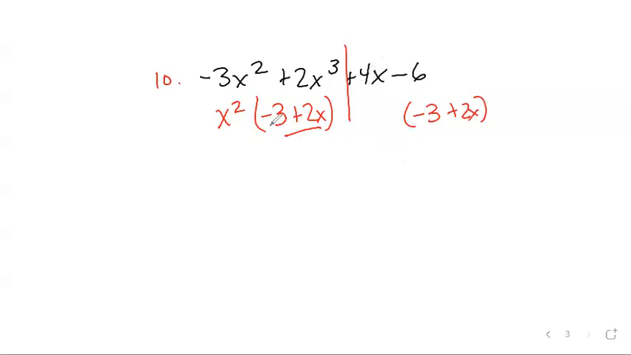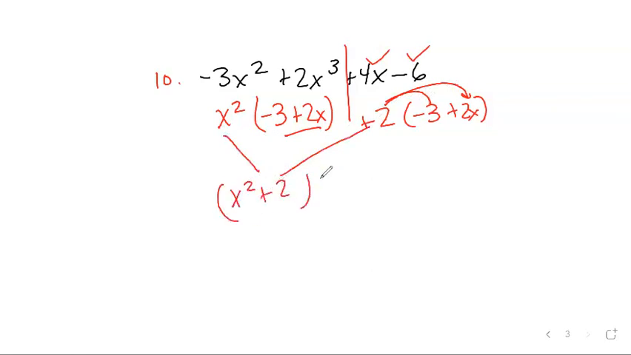This right here is kind of written backwards to what we're used to seeing. So I'm going to have to think about this and go, okay, what do I have to multiply 2x by to get 4x? It needs to be a plus 2. So 2 times negative 3 would give me the negative 6. So that part's okay. And then 2 times 2x would give me the 4x. So that part's okay. It's okay that it's backwards compared to up there. So we've got x squared plus 2, and then we've got negative 3 plus 2x.